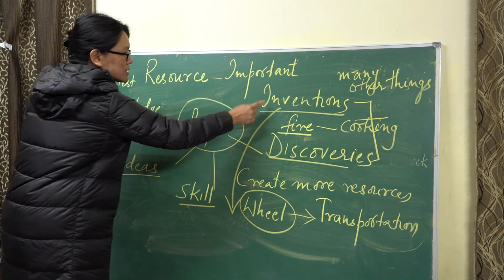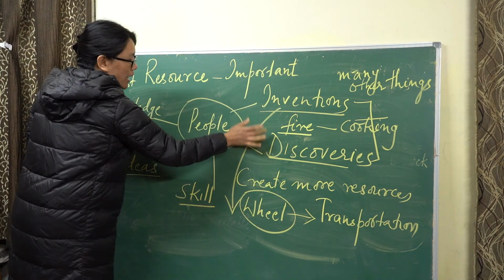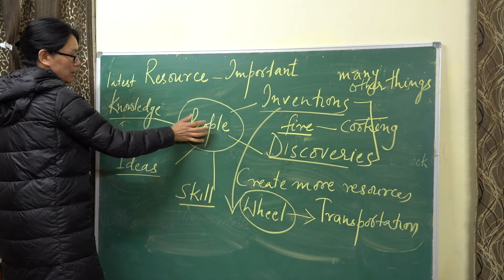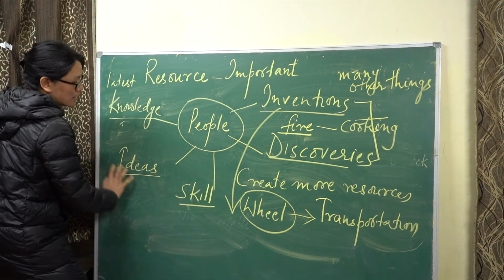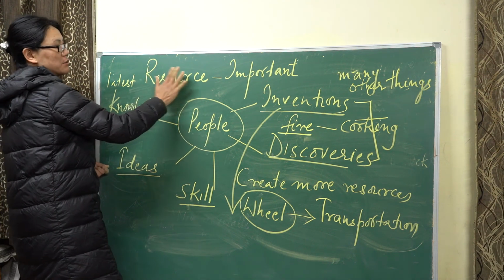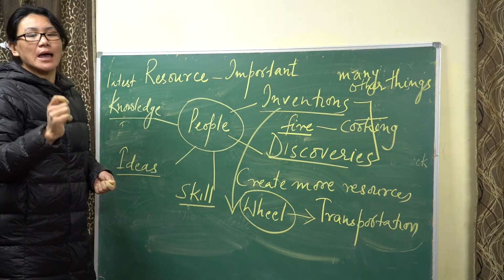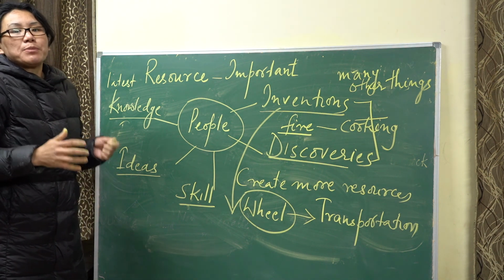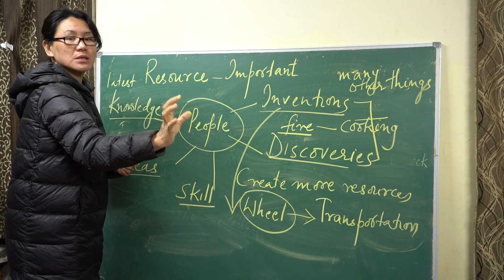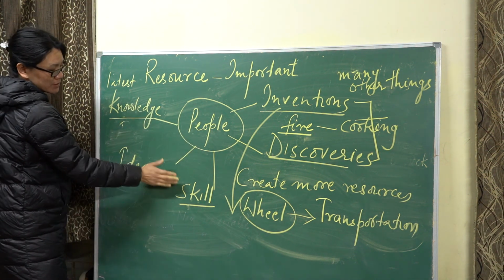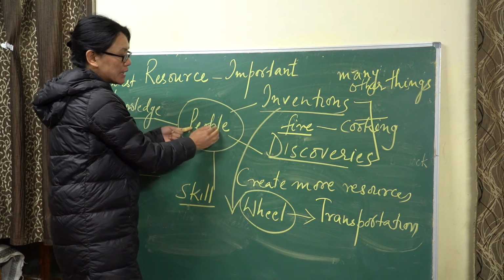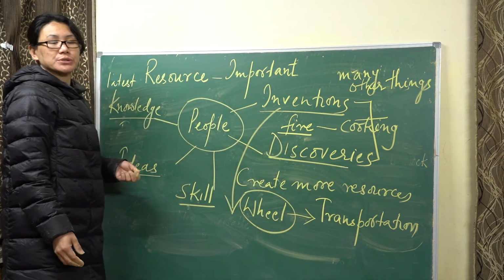Is that clear? Now all these things, innovation, discoveries, skill, are done by the people, and people, having the latest knowledge, ideas, and skill, use them to go for such things. Because of this, people are considered a very important resource. When we say people as a resource, we refer to the things that people possess, which is nothing but technology, ideas, and all these things. And because people use all these things, it leads to the creation of more resources. Is that clear?